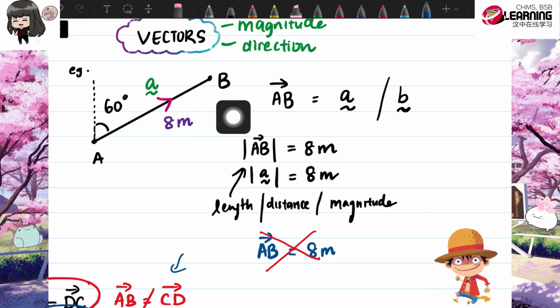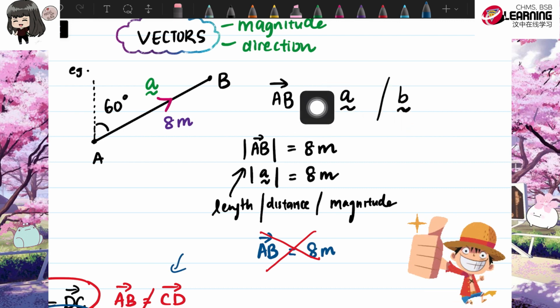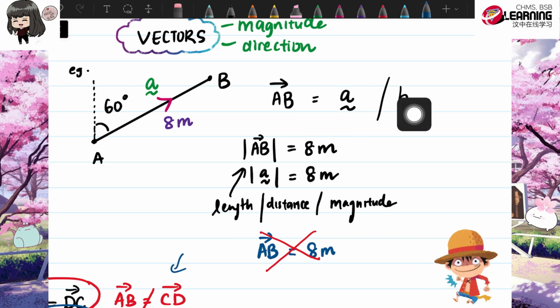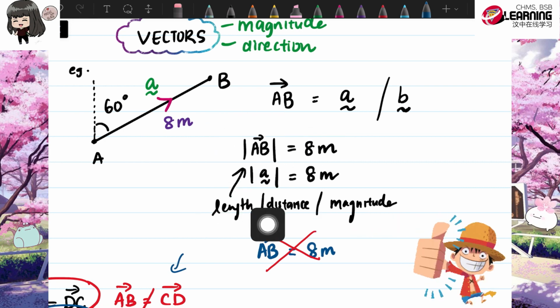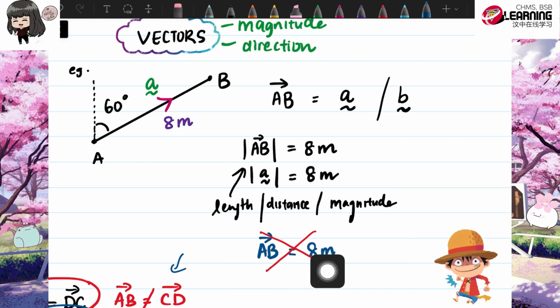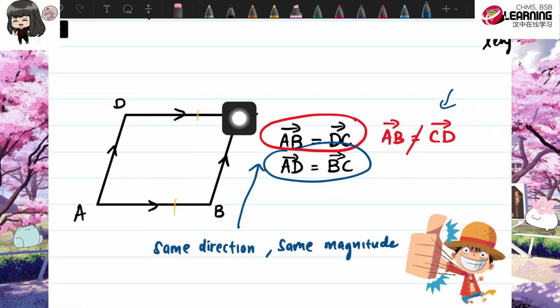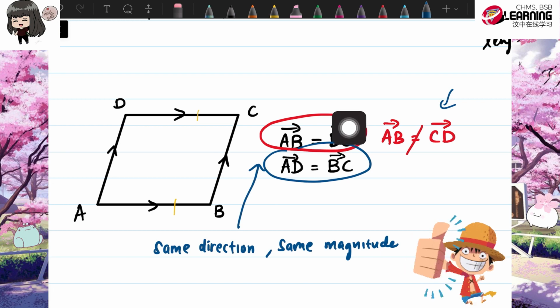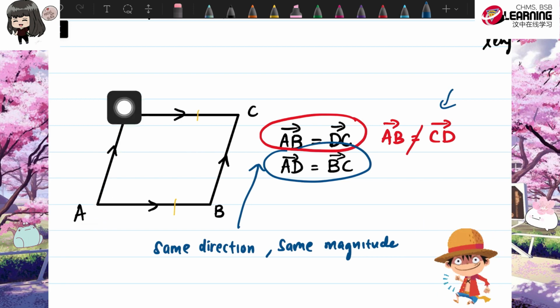on the top. And then it can be written as A with the curve sign below the A, or it can be B. And then AB with the modulus sign. With this kind of bracket, we call it magnitude or distance or length. And vector AB cannot be 8 meters, it cannot be a distance. And if you have parallel lines of the same length, then we can say that the two vectors are equal. It must be the same direction, A to B, D to C, A to D, B to C.